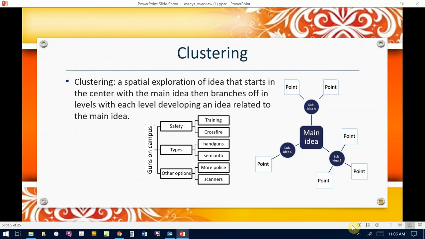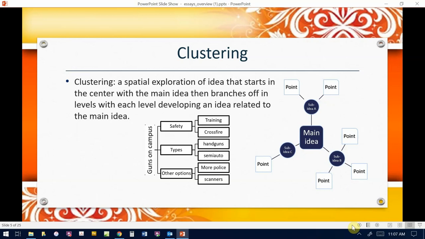And then from each of these, you're going to have little satellites that come out that are, what could you say about each of these ideas, right? So it's just a way to start laying out what you could say. And I've only got 3 or 2 or 1 point there. You can have as many of these as comes to mind, right?